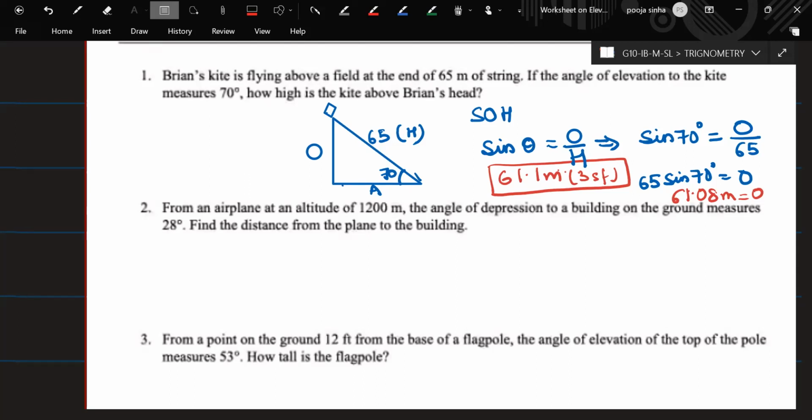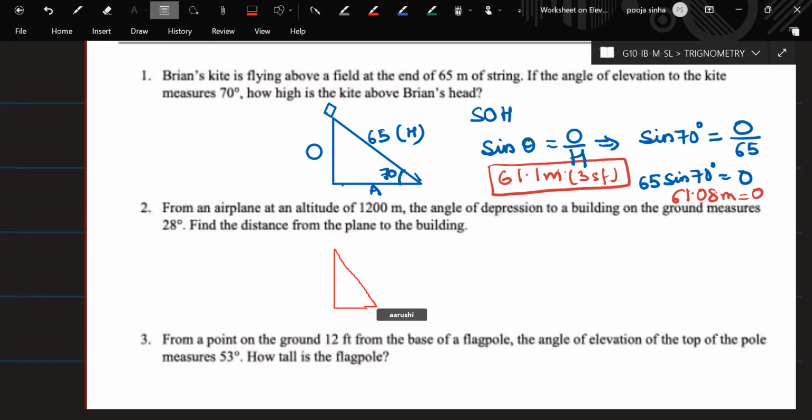How will you make the figure? Okay, now I'm not sure about depression. That's okay, you draw whatever you know. So the building on the ground measures... Do I draw a right angle triangle first? Yes, always.